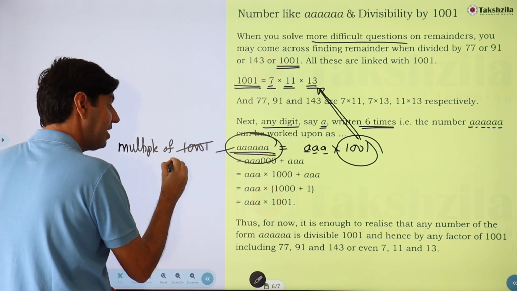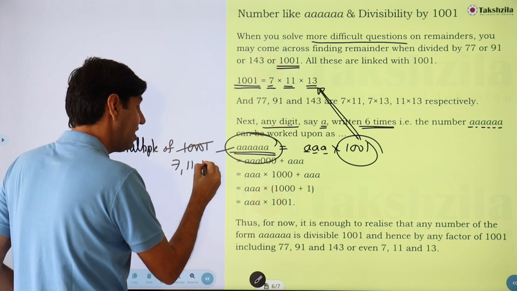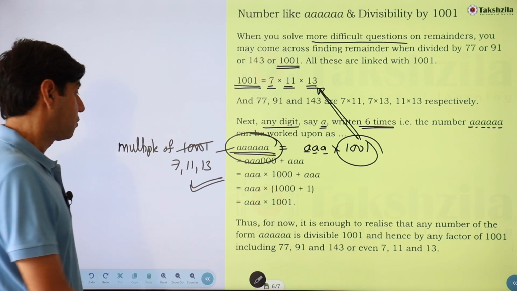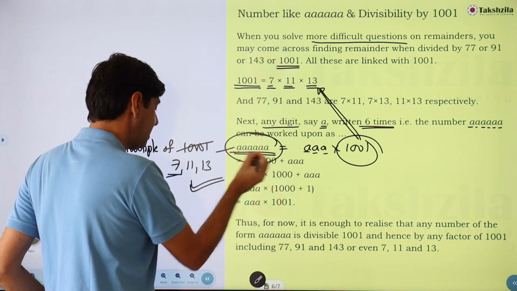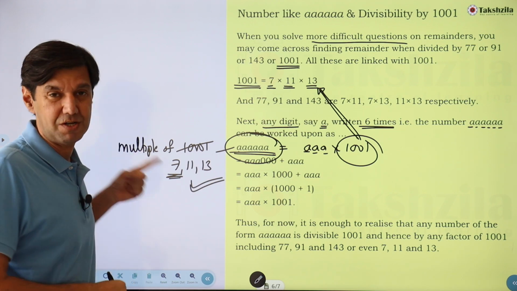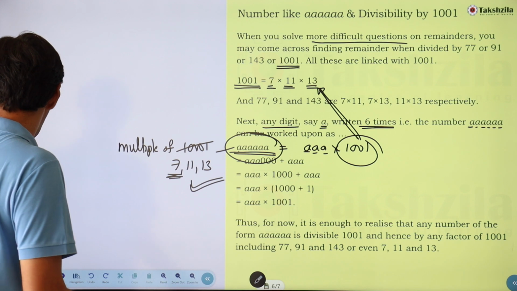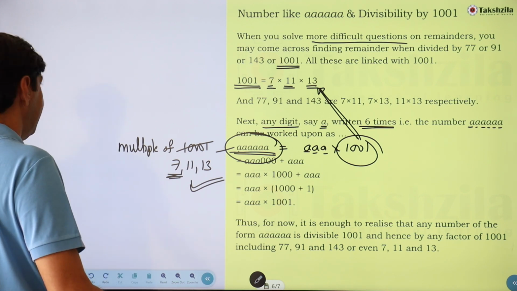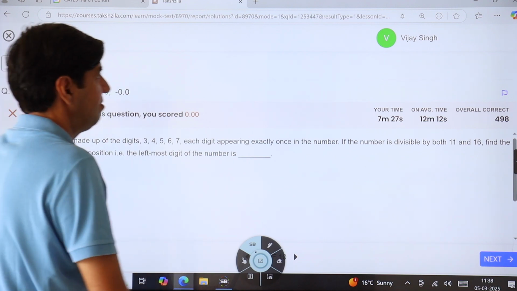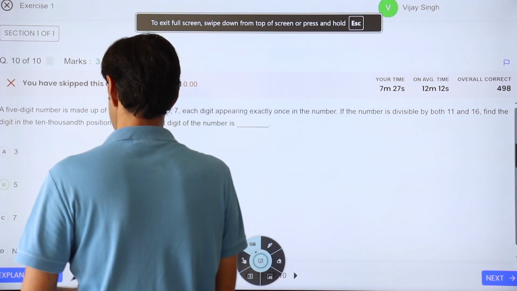That means it's a multiple of 7, it's a multiple of 11, it's a multiple of 13. So a number written 6 times being a multiple of 7 gets used in quite a few tough questions. Okay, that's the only takeaway here. We have one question on that as well. So let's move to the questions and have a look at them. Let me make it full screen and then we'll be able to solve it.